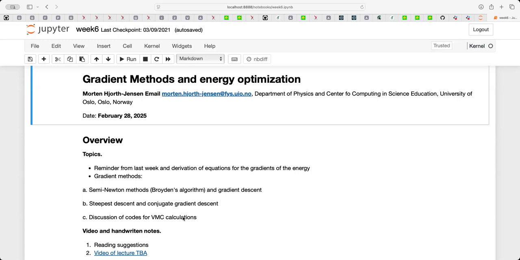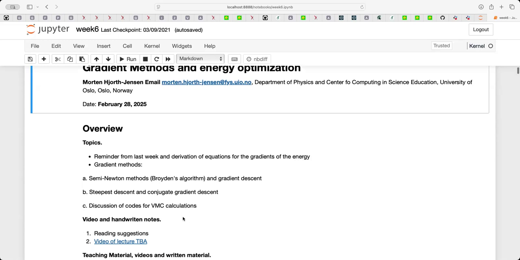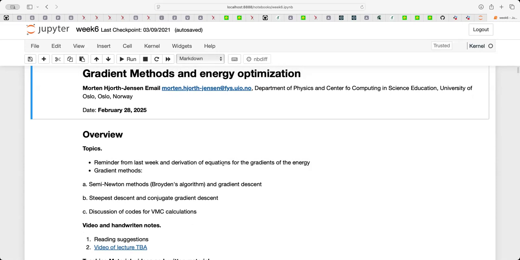So what I wanted to give you today is first a reminder from last week and the derivation of what is essentially the fundamental equation which people use in basically all these optimization schemes. And that is Newton-Raphson's method. When we're done with that, I'm going to derive the equation for the gradient of the energy with a simple example, so you see the basic steps.